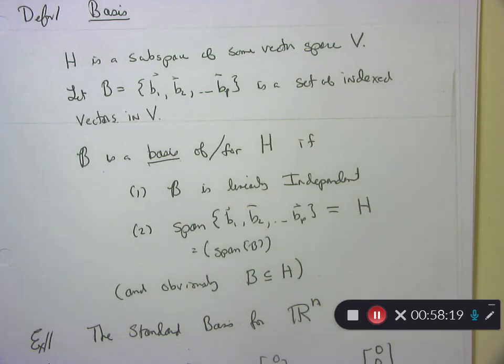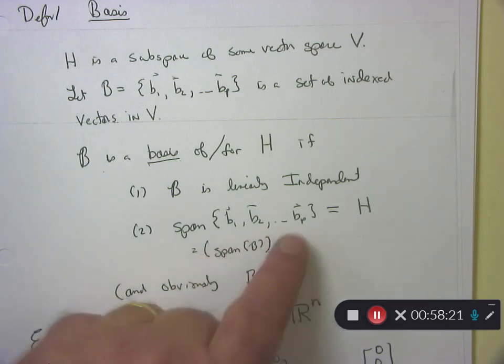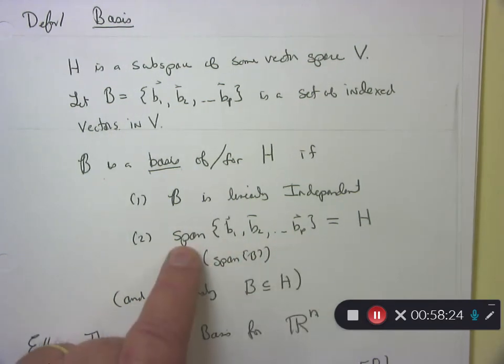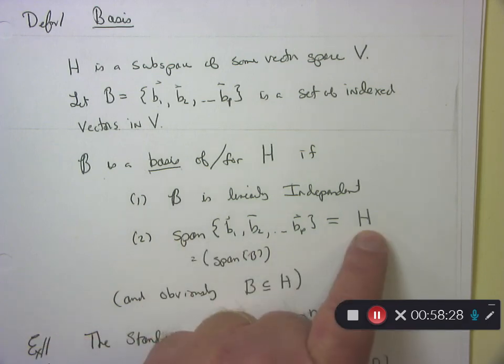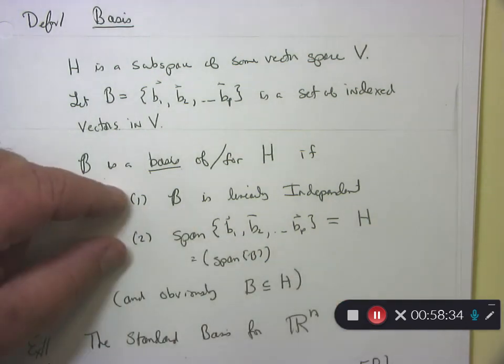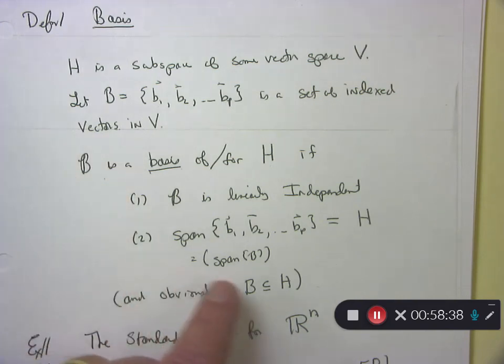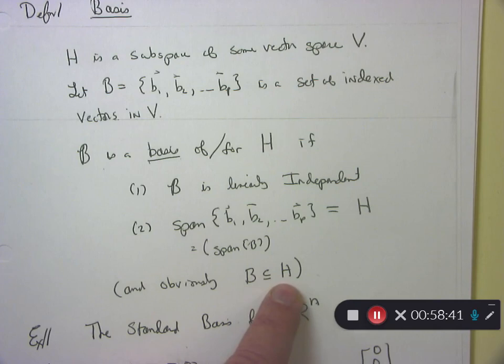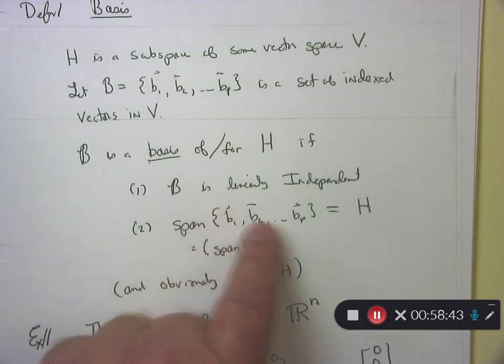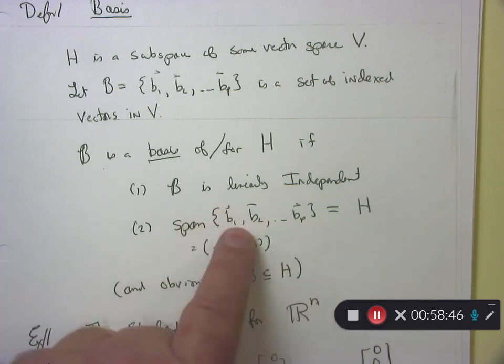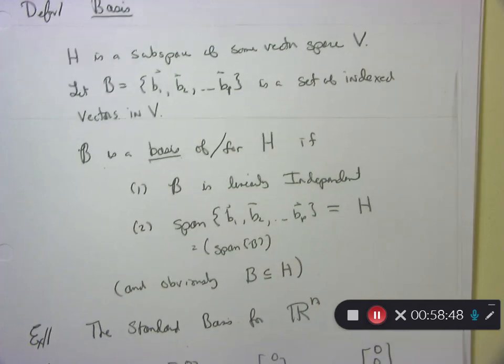So I've got to actually have a set of linearly independent vectors that when I span them, take all the linear combinations I can of these vectors, I should be able to get any vector that's, quote unquote, in my subspace. This is what it means to be inside of a vector space. Now this set B is clearly contained inside of H, because these vectors come from H, but when I take the span of them, I should be able to get all of H.